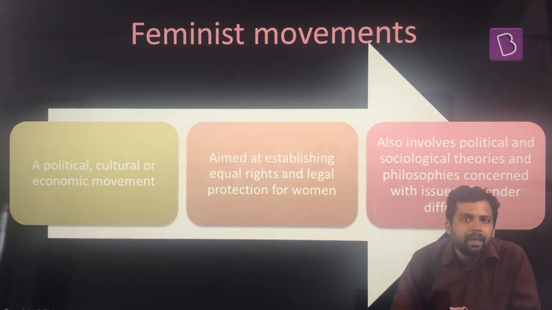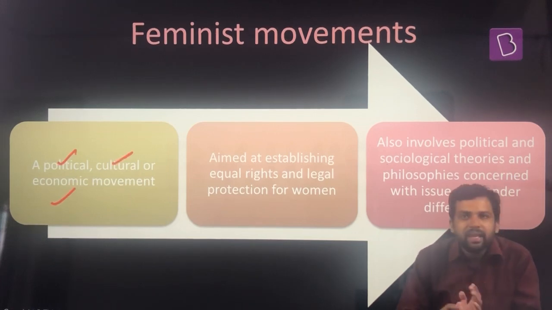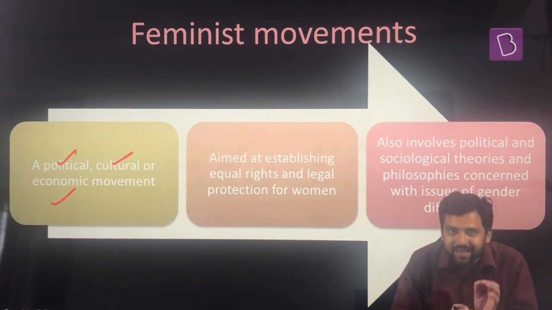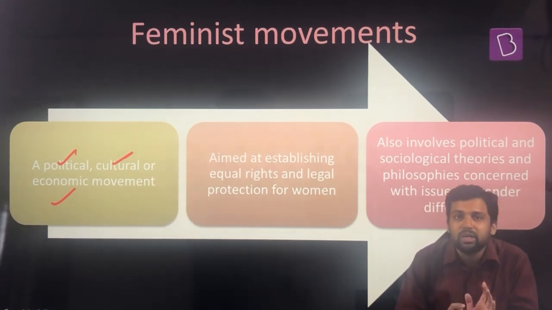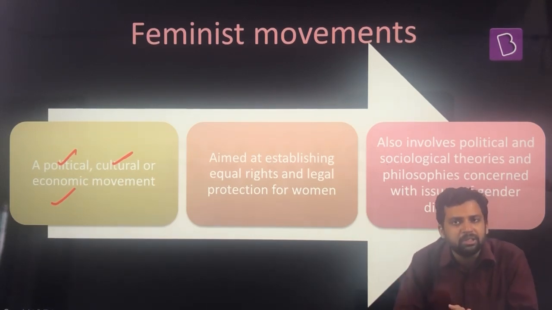Feminist movement refers to a political, economic and cultural movement. So it has multiple dimensions. There is a political dimension to it, there is an economic dimension to it, there is also a cultural dimension. Now, for example, what can be the cultural dimension or let's say economic dimension?